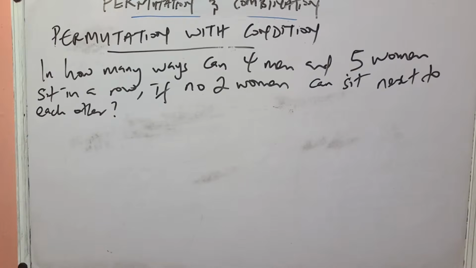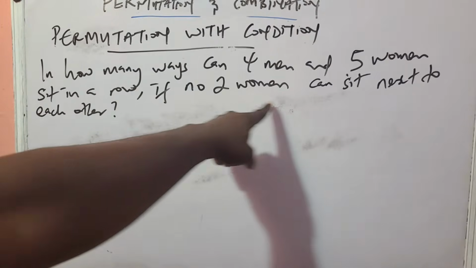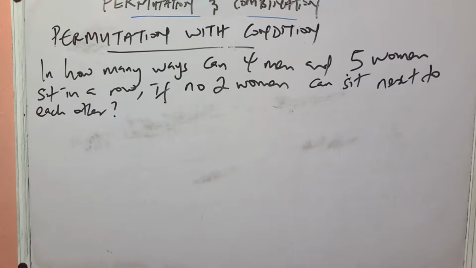In how many ways can 4 men and 5 women sit in a row if no 2 women can sit next to each other? Look at the condition here. We're still on that permutation with condition, guys. Look at the condition now. They said no 2 women can sit next to each other. That means it is forbidden for you to see 2 women sitting next to each other.